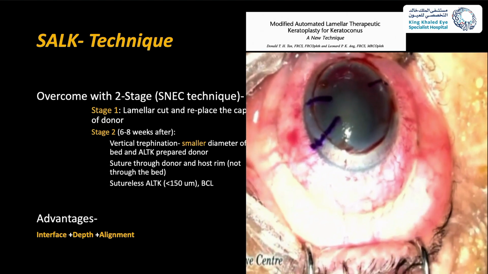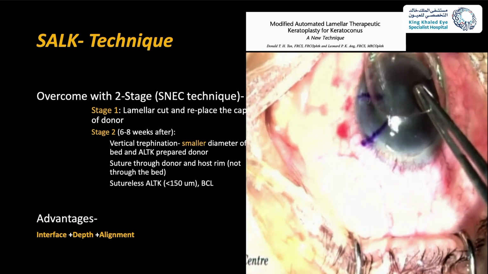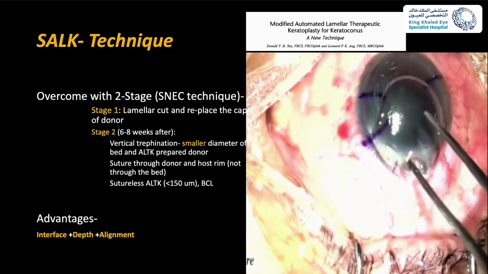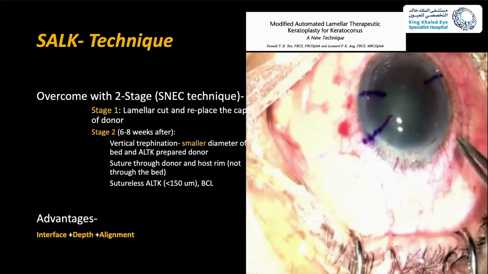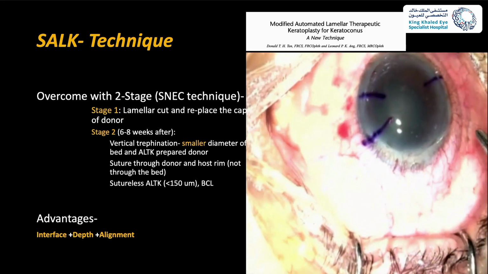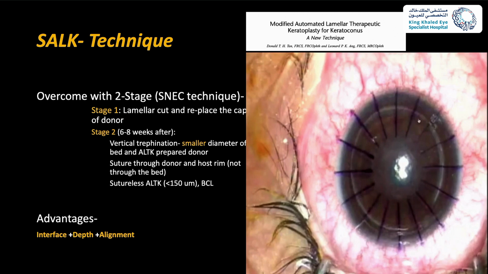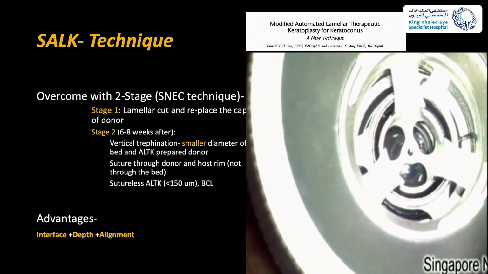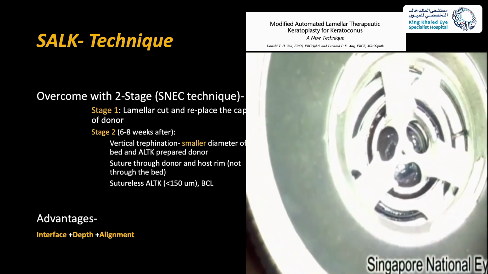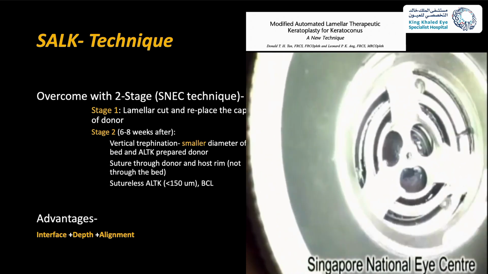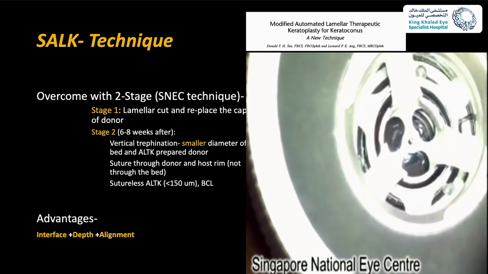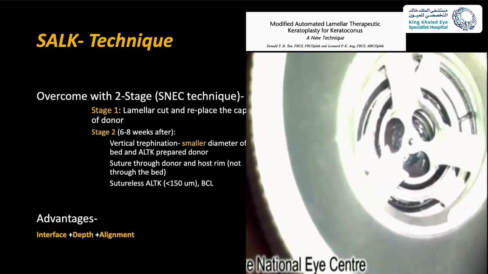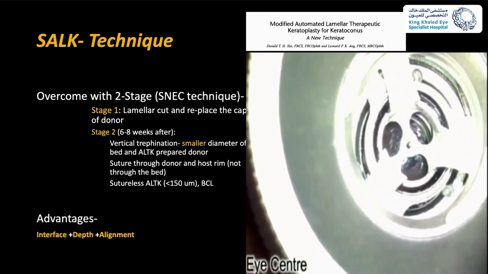Trying to align the graft exactly where it was, put a bandage contact lens, and come back in 6 weeks to do a vertical cut using an adjustable trephine. This is from Moria. This is an adjustable trephine. They have a reusable and disposable version. The reusable is a bit more accurate compared to the disposable.